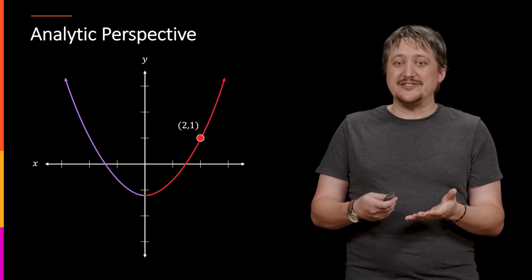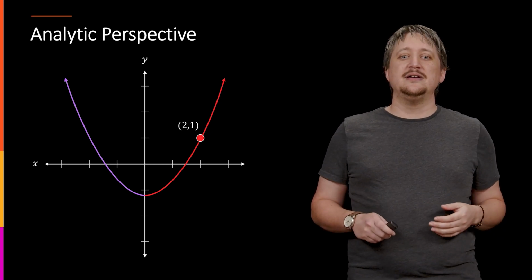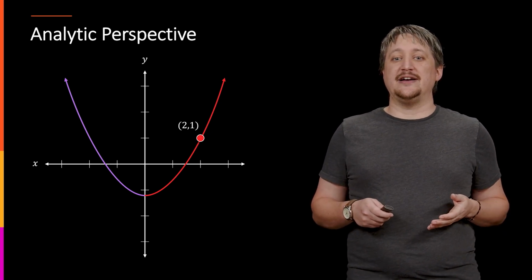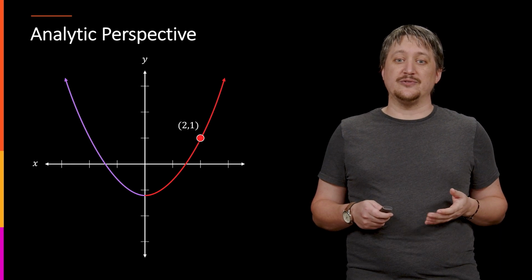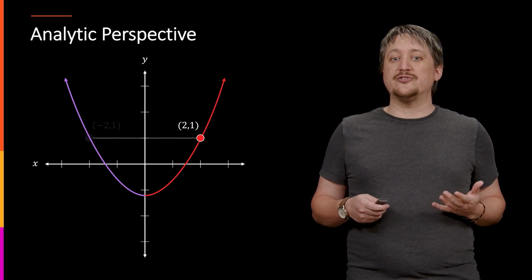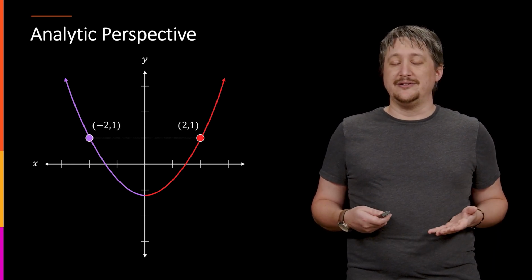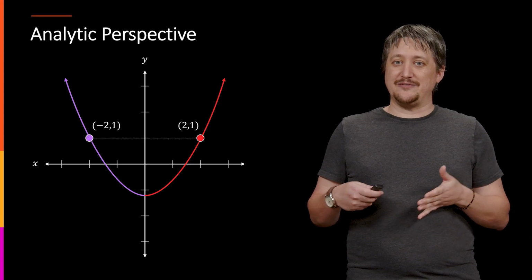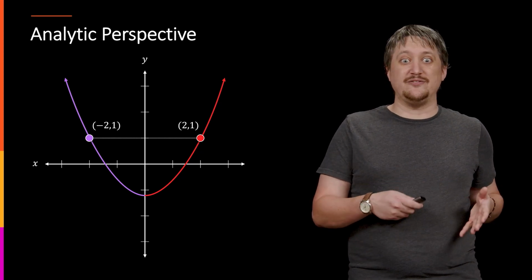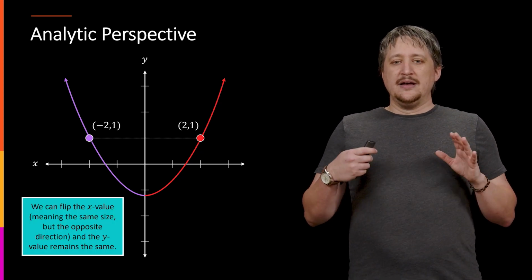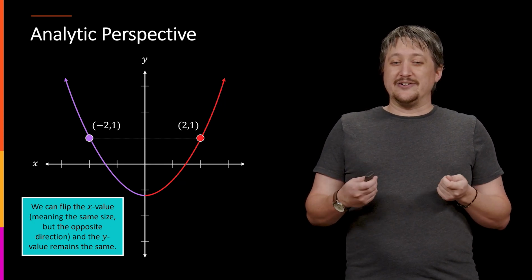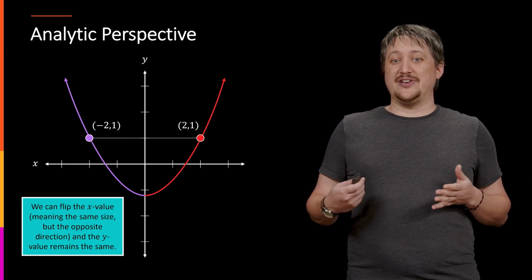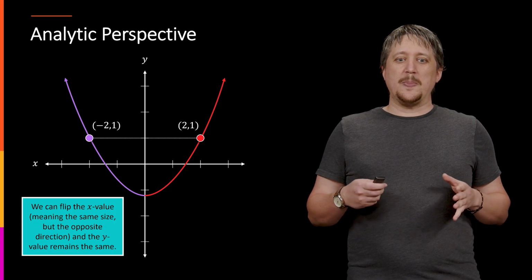But as a concrete example, if we looked at the point (2, 1), because that's on the right-hand side, I know that if I went the other direction, so I went to -2, I'd also have to have a y value of 1, right? So this tells me that if I have (2, 1), I have to have also (-2, 1).